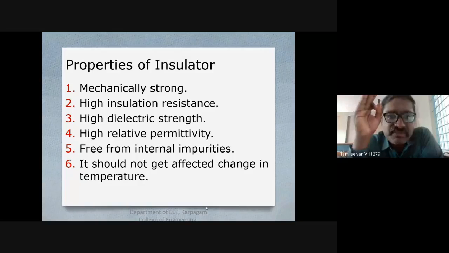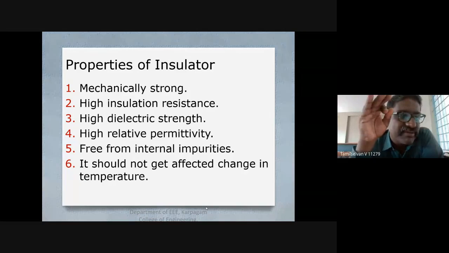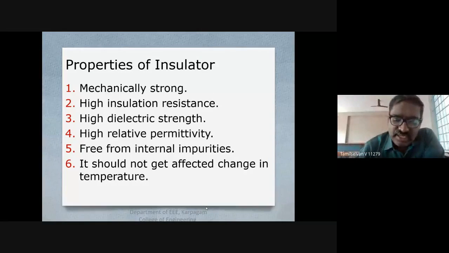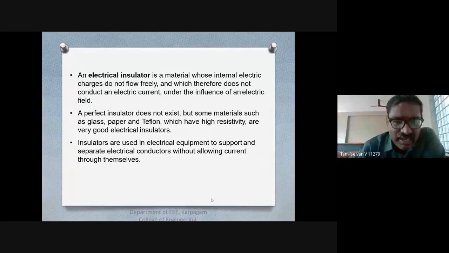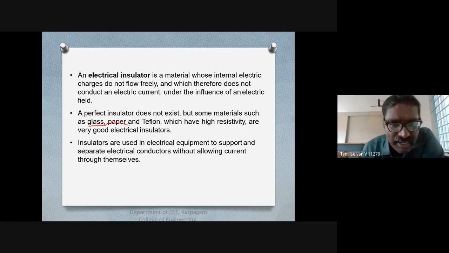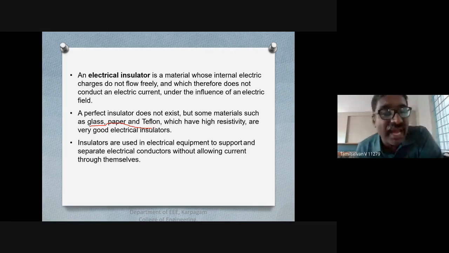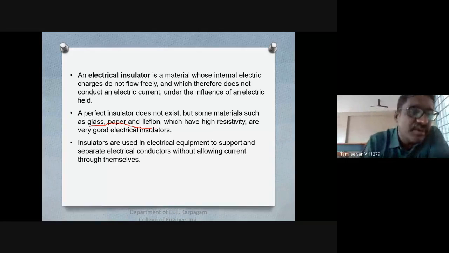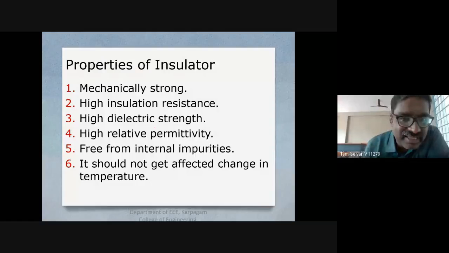So these properties will be there. One of the materials we use for the insulator is porcelain. But you can also use glass, paper, and Teflon, as I have told you, which often have high resistivity and are very good electrical insulators.